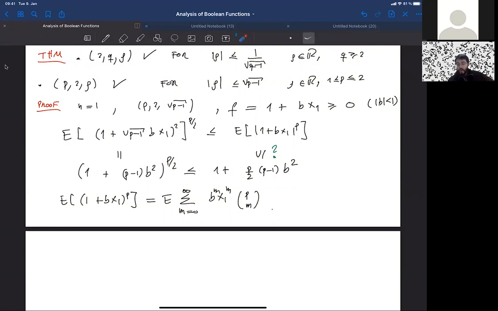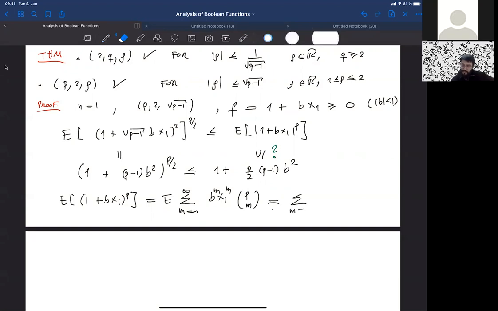This summation will hold, that is, if p is an integer, then for every m equal to that and bigger, this term will be 0. And so it will be exactly the binomial formula. And this is just the summation for m.